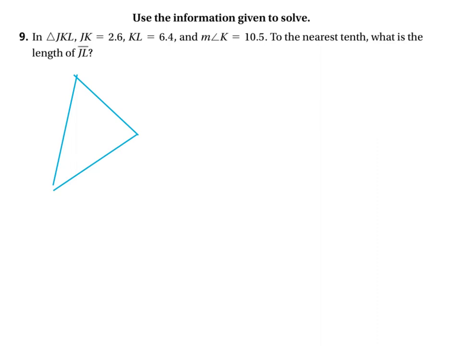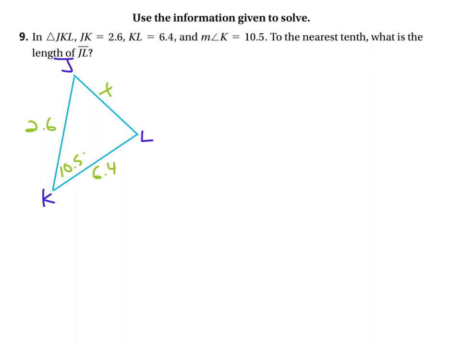If we just redraw that so that it's got that better. Okay. If we label this with the names of the angles, and we've got J, K, and L, then JK is 2.6, KL is 6.4, and the measure of angle K, that included angle in between, is 10.5 degrees. To the nearest tenth, what is JL, this other side, which we will call X?